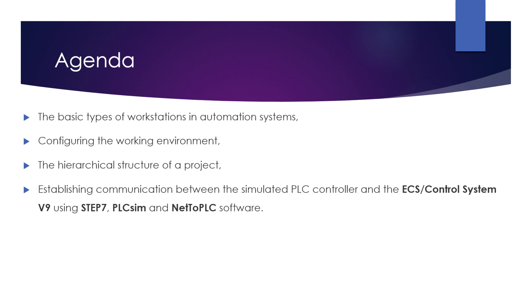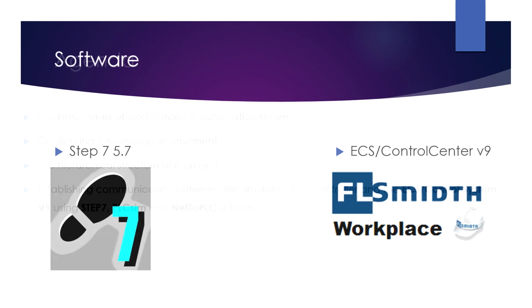In this episode, we will cover the basic types of workstations in automation systems, configuring the working environment, the hierarchical structure of a project, establishing communication between the simulated PLC controller and the ECS Control System V9 using Step 7, PLCSIM, and NetToPLC software. Software we will be using: Step 7, for programming Siemens PLC controllers using the ACESYS V8 library; FLSmith Workplace, for modifying visualizations in the ECS Control Center V9 system.